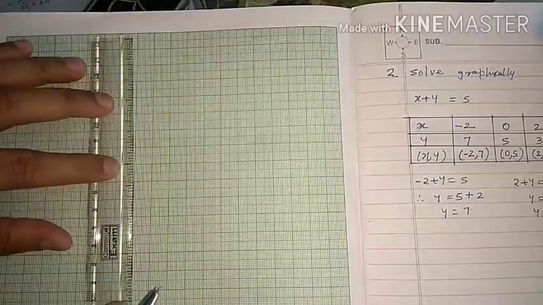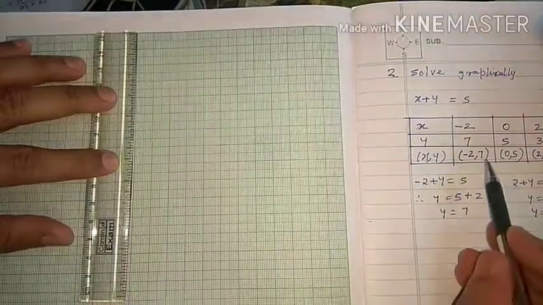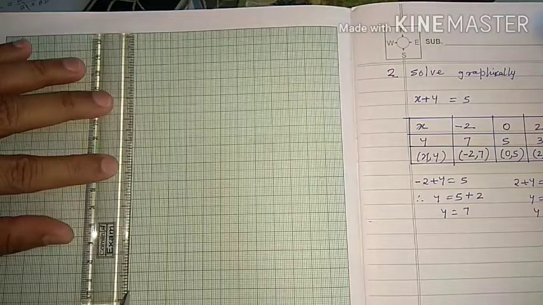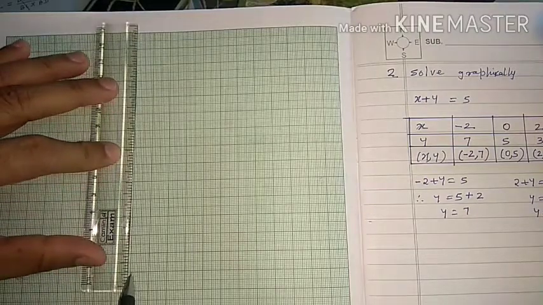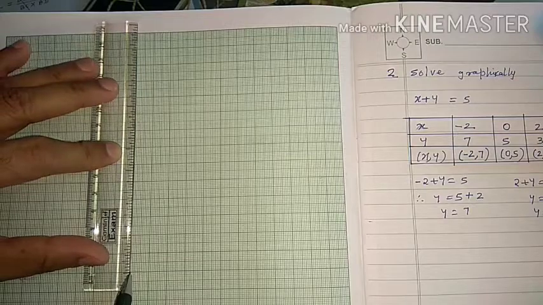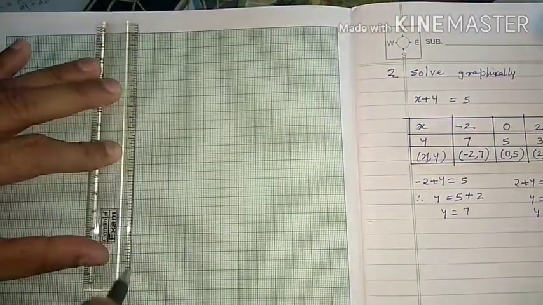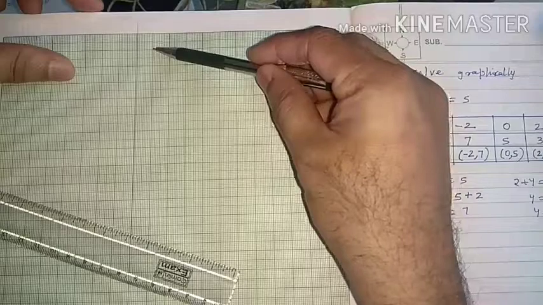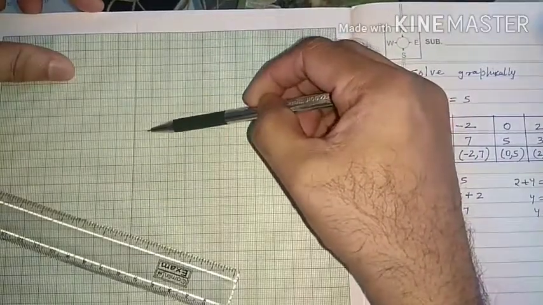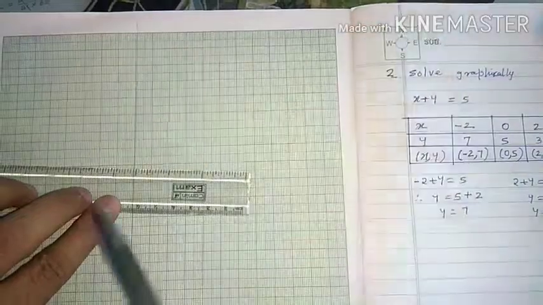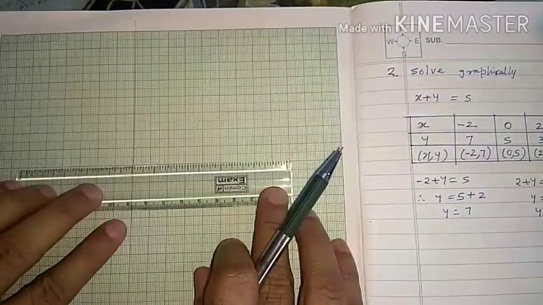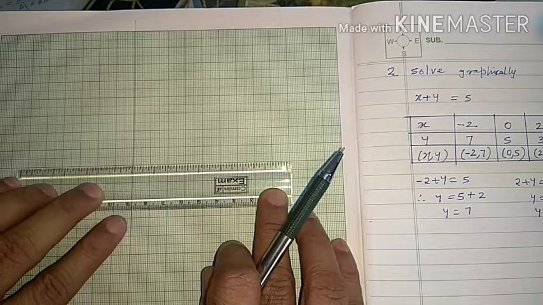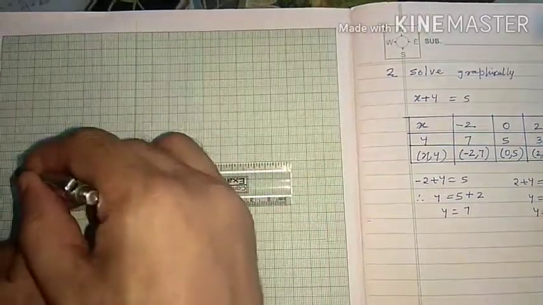We go for the coordinate system now. Maximum y is 7. In the graph paper, this is the y axis. 7 is required, so from here we take, after leaving 1, 2, 3, 4, 5, 6, 7, you can draw here. This is our x-axis.